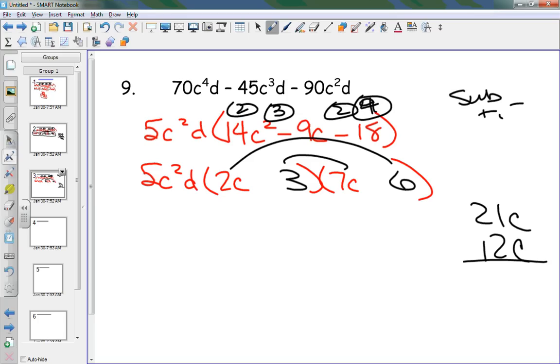But what is my middle term? A -9. So which one has to be negative here? The bigger number, to give me the -9c. So how did I get -9c? I got a -21 by taking 3 times 7, so the 3 has to be negative and the 6 has to be positive. Do we understand that?